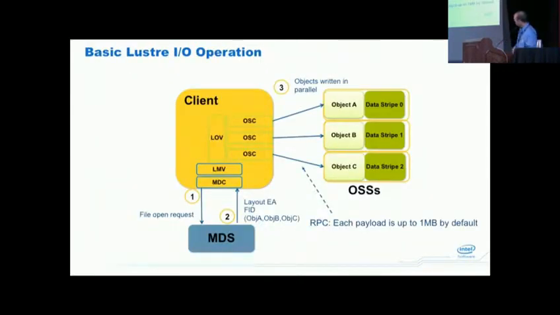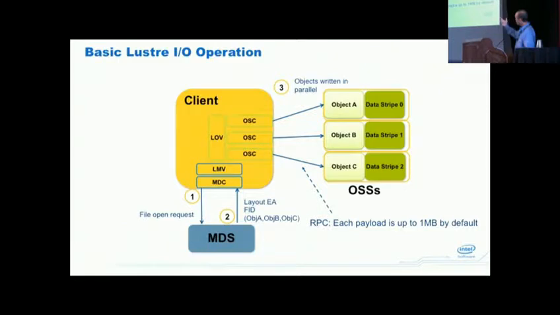So let's look at just a slight layer below where we were. I think everything we're talking about today is client-centric. So this is a simple view of a Lustre client and what it does when it wants to do some I/O or do something to a file. You make a request to open the file. You go through the metadata clients, which live on the client node, to the MDS, and you get back the extended attribute, the layout EA with a FID, and it gives you a map of your data, where to write or where to read.